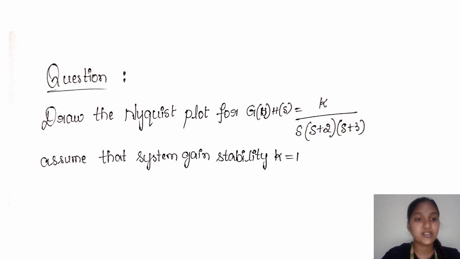Now let us discuss a problem on Nyquist plot. The question: draw the Nyquist plot for G(s)H(s) equals K divided by s(s+2)(s+3). This is the transfer function, and also assume that the system gain K equals 1. So we have to plot the Nyquist plot.